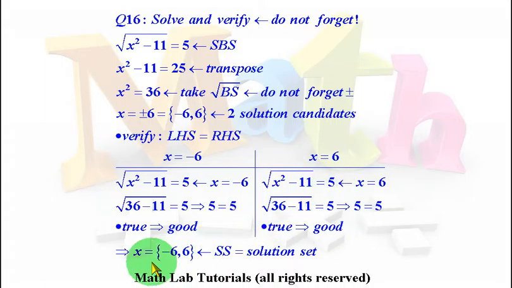And we conclude at the end that the real solution set is negative 6, 6. Again, SS means solution set, and so we get 2 real roots or 2 real solutions. Okay, let's go on to the next slide.